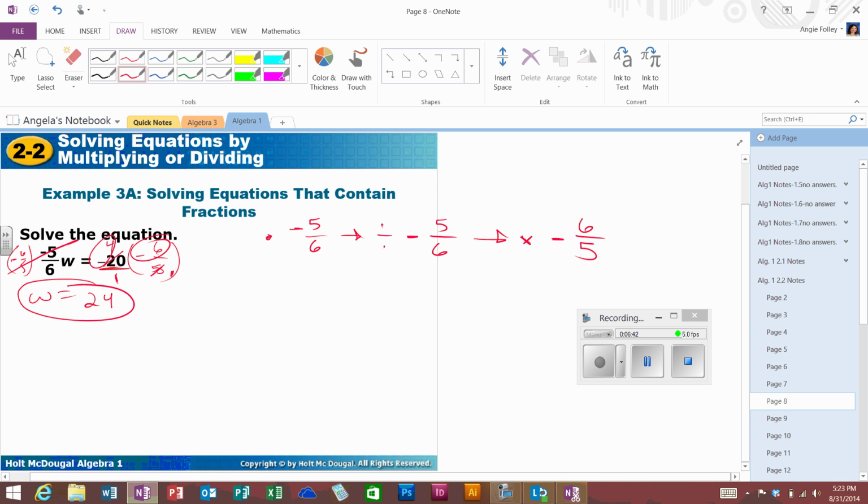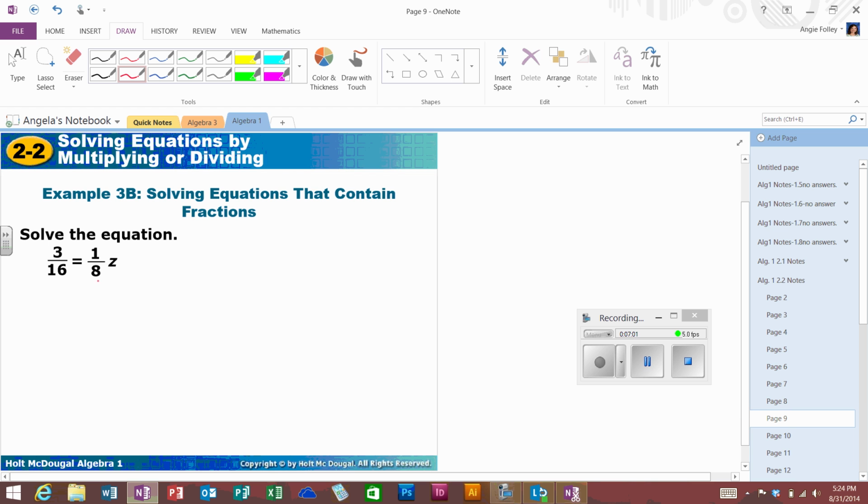So I have a negative 4 times a negative 6, which is a positive 24. Again, you should check your answers because that's always a really good idea, and I think the homework tells you to do it. So 6 goes into here 4 times. Negative 5 times 4 is a negative 20. So we're good.